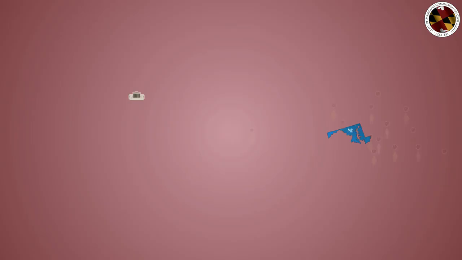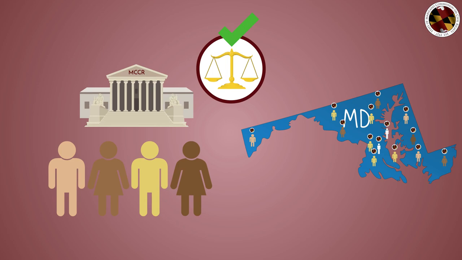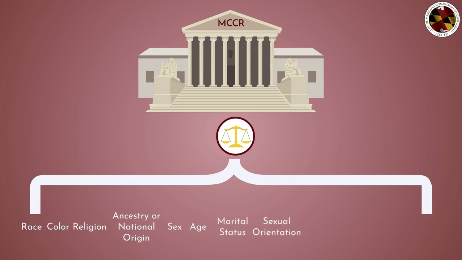What is a protected class? Every Marylander is guaranteed equal opportunity in employment and in all labor management union relations, regardless of race, color, religion, ancestry or national origin, sex, age, marital status, sexual orientation, gender identity, disability, or genetic information.